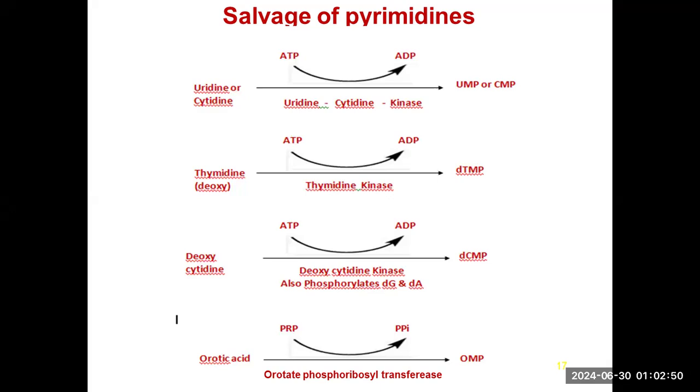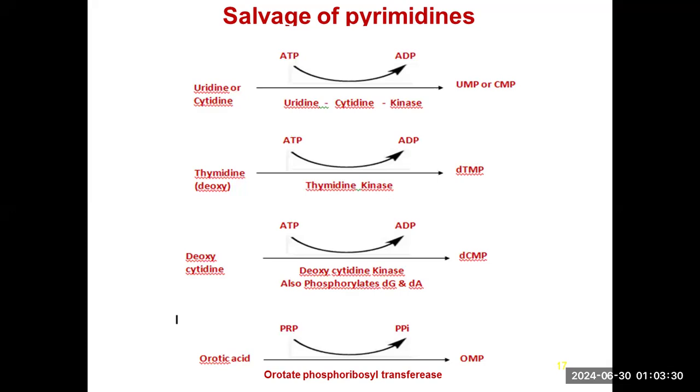Thymidine, which is in the deoxy form, present in DNA, again by the action of thymidine kinase, is a nucleoside converted into deoxythymidine nucleotide, that is dTMP. Deoxycytidine, which is also a component of DNA, in the presence of ATP, is converted into deoxy-CMP. Deoxycytidine kinase is the enzyme. Also, this phosphorylates deoxyguanine and deoxyadenine.